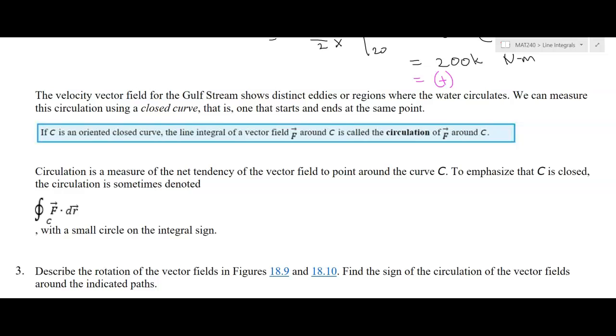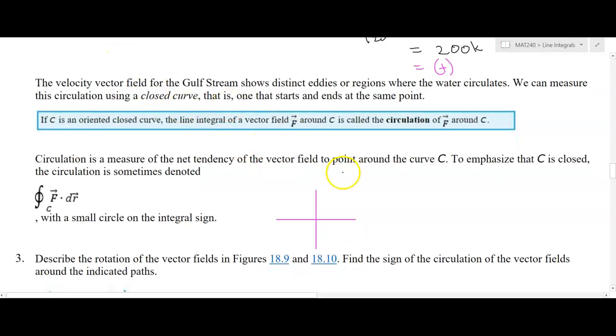So all we mean by this is that if you have a vector field, with all of our vector field vectors here, and you take an oriented curve that doesn't have to be a perfect circle, but let's say you took a path that looked like this along this closed curve. Notice that it's closed because it starts and stops at the same point. This is what's called a circulation.